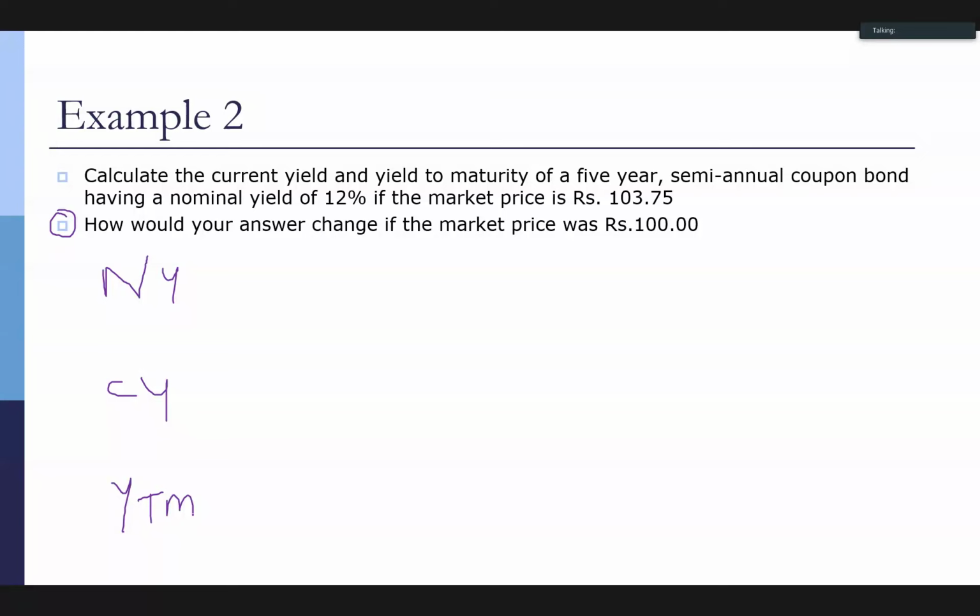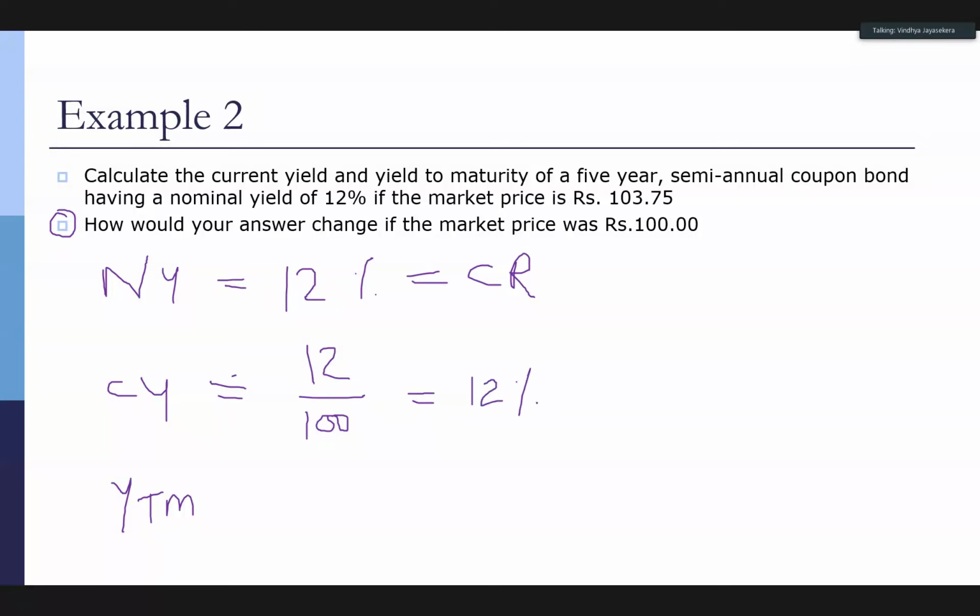Correct. So do you all start to see here? Now nominal yield was 12, right? We knew that nominal yield was 12, and that gave me an idea of my coupon rate, which is also 12. Current yield is my coupon divided by price, but now the price is 100. So current yield is also 12.